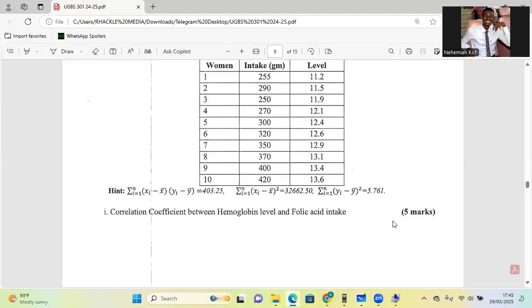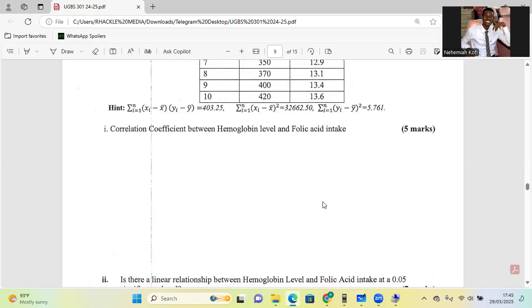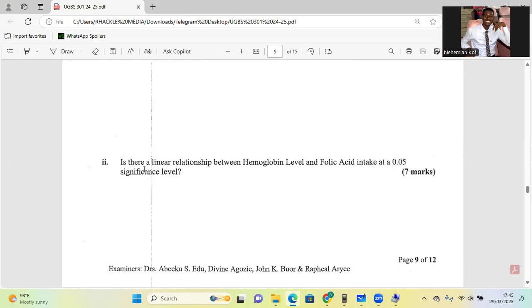That's why it is a whopping 5 marks. Think it's easy for you to get 5 marks? You have to do a lot of hard work. Now, the second part: is there a linear relationship between the hemoglobin level and the folic acid intake? They are just trying to ask you that when you take the folic acid, does it increase the hemoglobin level? And that's what we are coming to look at here.